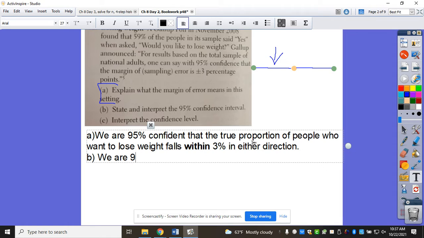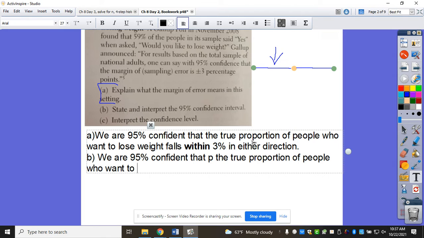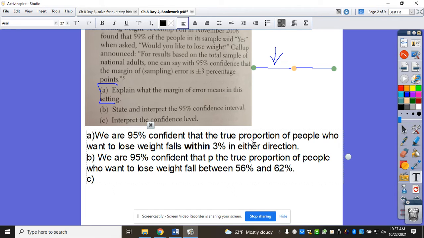We are... and decimals or percent, it doesn't matter. As opposed to C, which starts with what? Of.